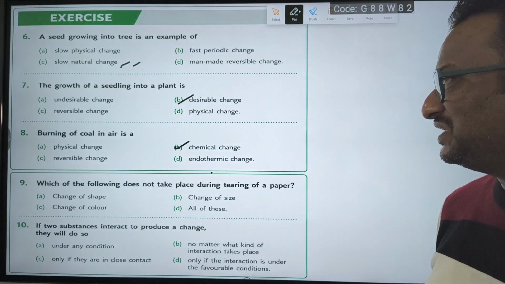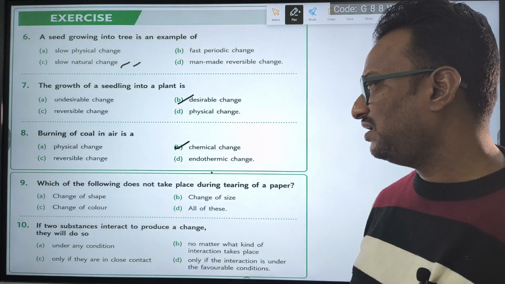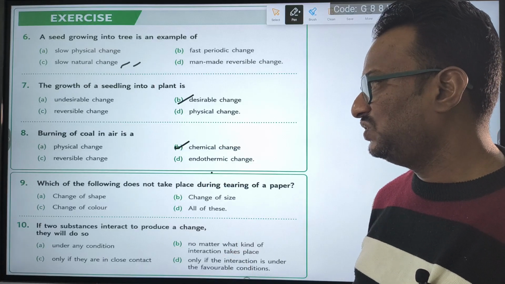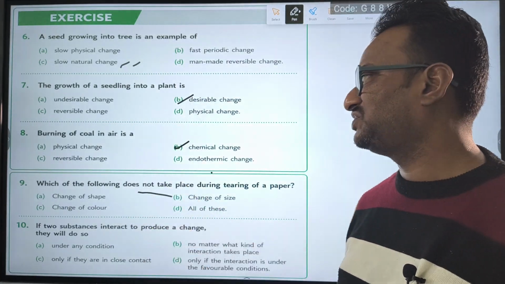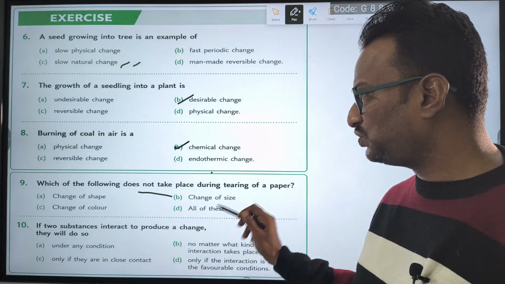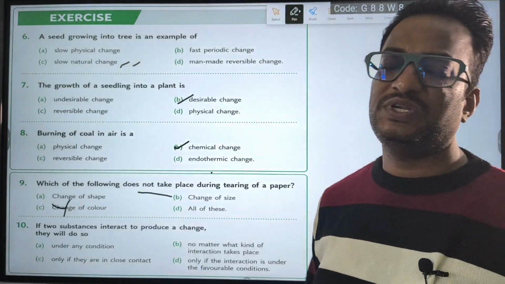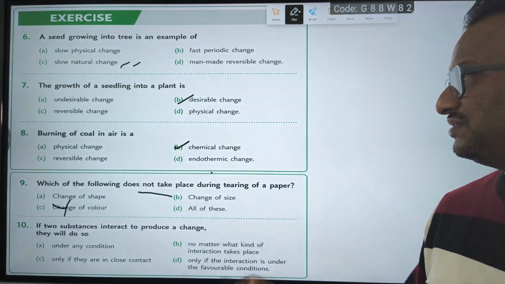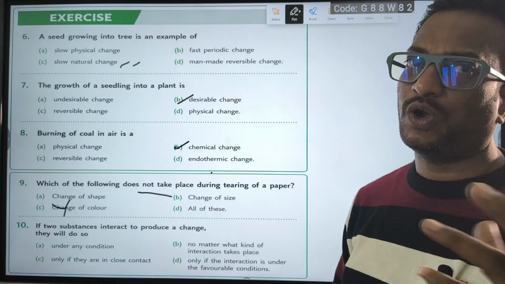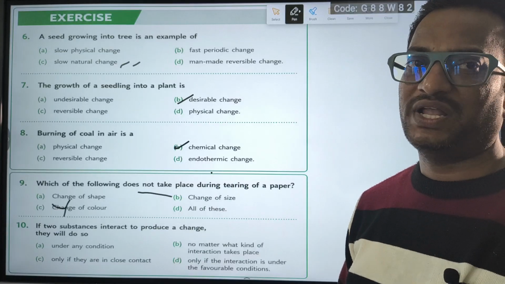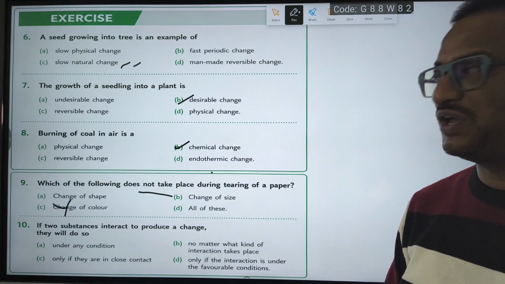Which of the following does not take place during tearing of paper? Change of shape, change of size, change of color, all of these. Which of the following does not take place? Change of shape takes place when you tear the paper. Change of size also takes place. Change of color does not take place. So you have to read the question twice, thrice, understand, then only you have to answer. Don't go roughly or don't go eagerly. There is a possibility of doing wrong.